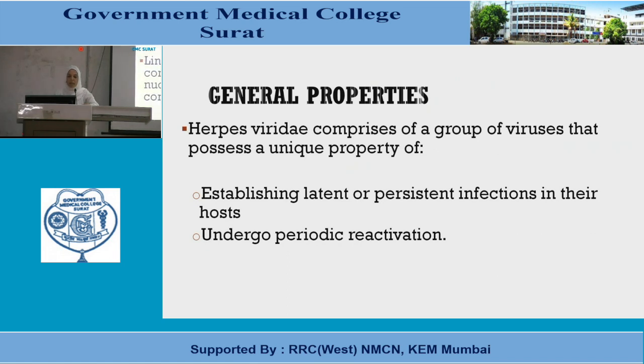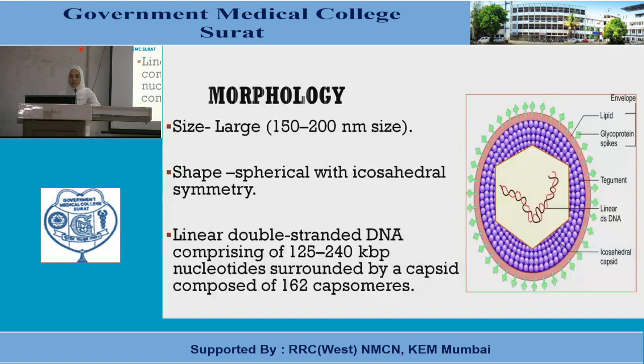If we see the morphology, they are large, 150 to 200 nanometers in size. They are spherical with icosahedral symmetry, which you can see very well in the photograph. Inside it there is linear double-stranded DNA of 125 to 240 kilobase pairs, surrounded by a capsid which is made up of 162 capsomeres.